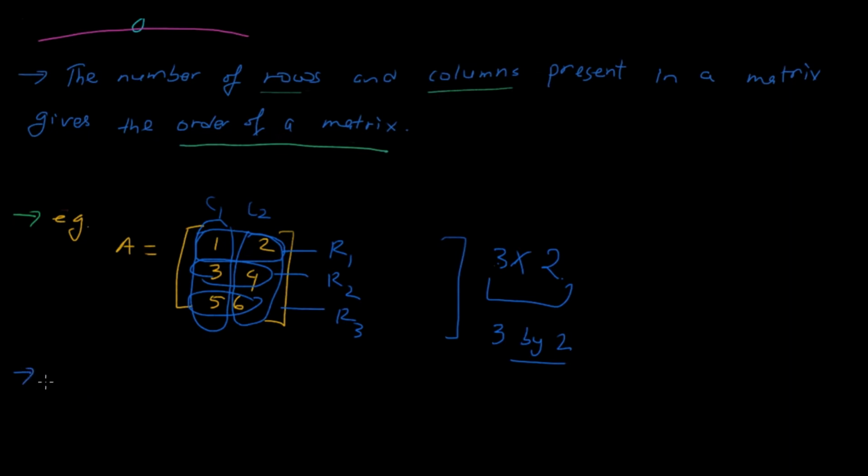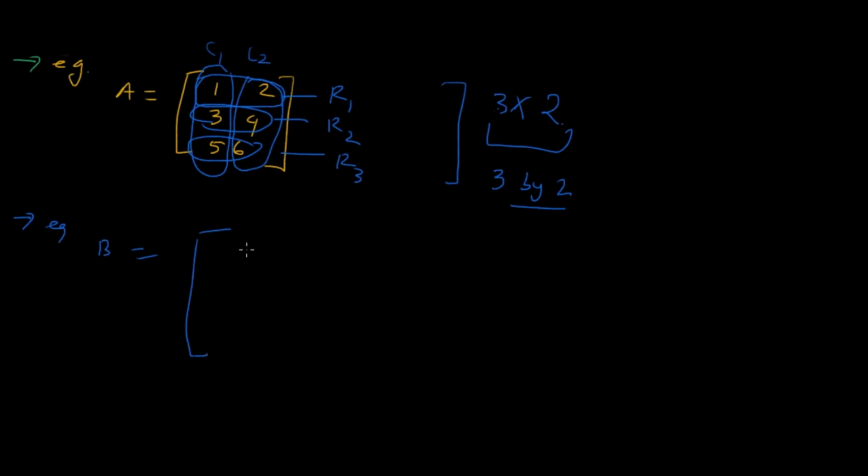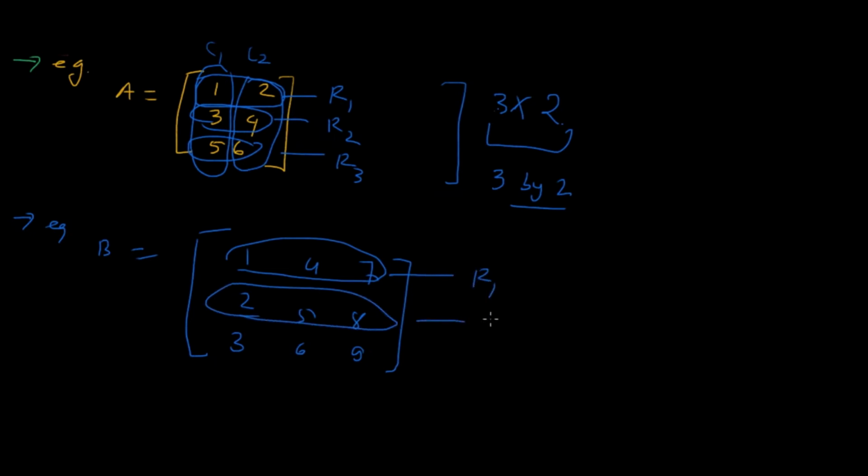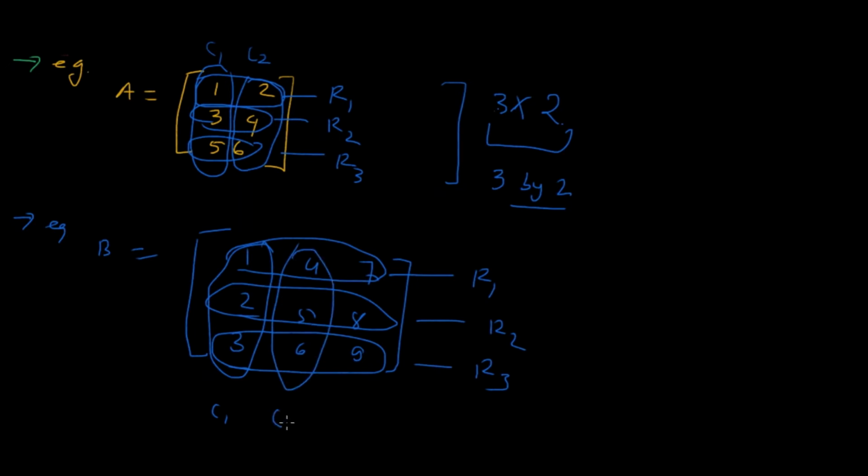Let's see another example, matrix B. Matrix B is 1 2 3 4 5 6 7 8 9. So what is the order of matrix B? It is very easy. This is R1, another R2, another R3. This is column 1, column 2, and column 3. So the order of this matrix is 3 by 3.